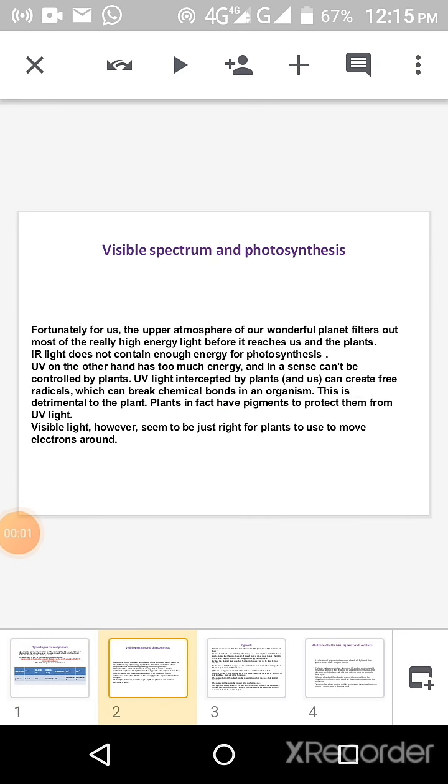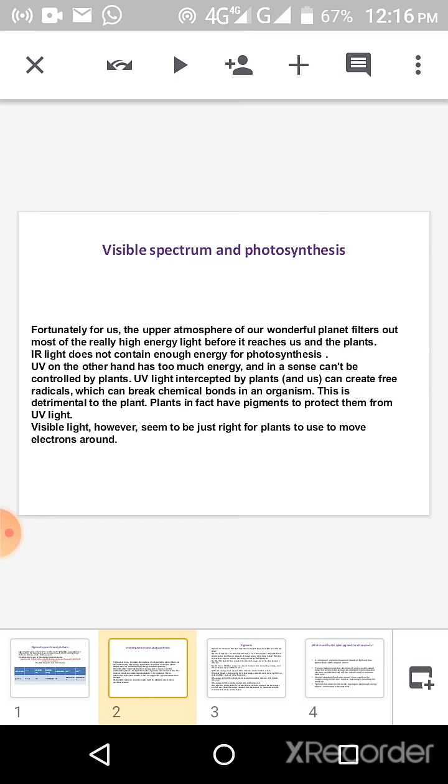So as we have seen, there are wavelengths which are shorter than the visible spectrum, which means they have higher energy. So is this higher energy wavelength good for us or is it bad for us? Fortunately for us, the upper atmosphere of our planet filters out most of the really high energy light before it reaches us and the plants. That is, wavelengths which have very high energy are broadly filtered out before they reach down to the surface of the earth.